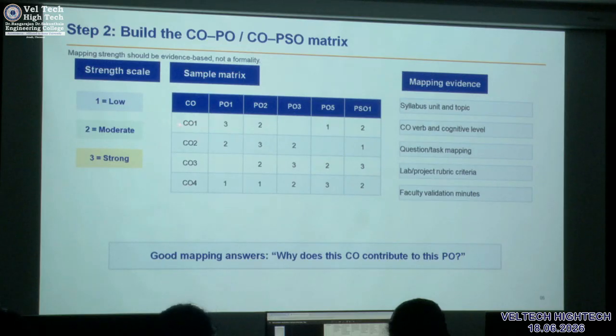So I say that CO1 is mapped to PO1 with a strong correlation. That is the meaning of this 3 here. If I put 1 here, CO1 is mapped to PO5 with a low correlation of 1. There is no relation between CO1 and PO3. For this correlation, shall we use the performance indicator? Yes, performance indicator. See, all the performance indicators put together are only CO1.